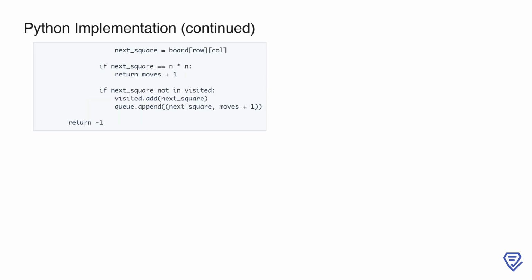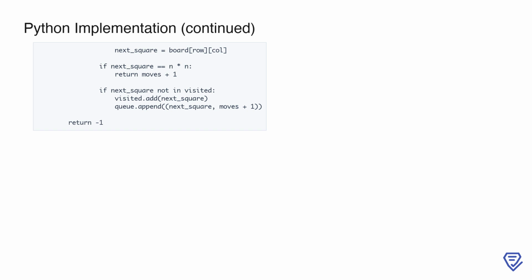If the board value at the calculated position is not -1, it means there's either a ladder to climb up or a snake to slide down. In this case, we update the next_square to reflect the new position dictated by the snake or ladder. Now, if this next_square happens to be the last square on the board, which is n*n, we immediately return the total number of moves taken so far plus 1, as we've successfully reached the end.